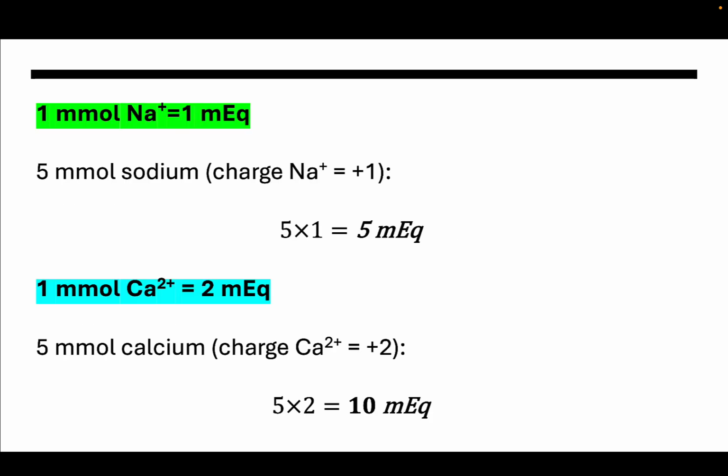For a couple of examples, let's say we have 1 millimole of sodium plus. That has 1 milliequivalent because 1 millimole of sodium contains 1 milliequivalent of charge. If we have 5 millimoles of sodium, you simply multiply by the +1 charge on the sodium, and we would know that 5 millimoles of sodium is 5 milliequivalents. That's the charge floating around from that sodium. If it was 1 millimole of calcium, this is a +2 charge, so each millimole of calcium gives 2 milliequivalents. Therefore, if we had 5 millimoles of calcium, we'd multiply by that +2 charge to find that it's 10 milliequivalents of charge associated with those 5 millimoles of calcium.